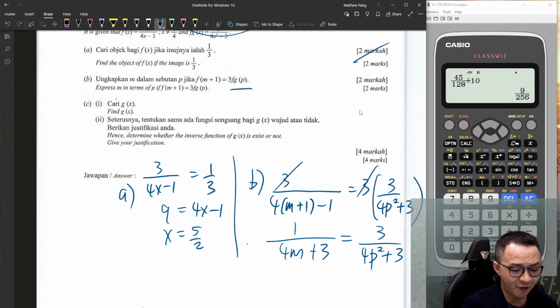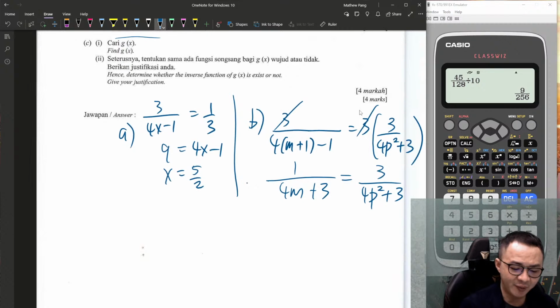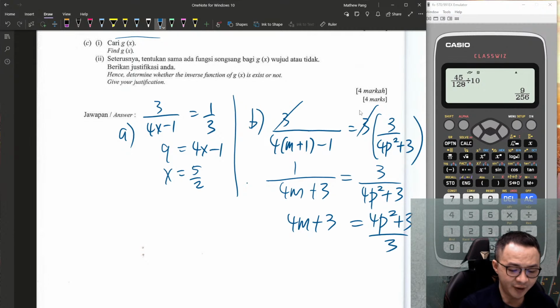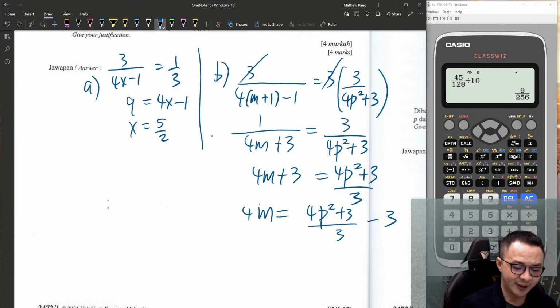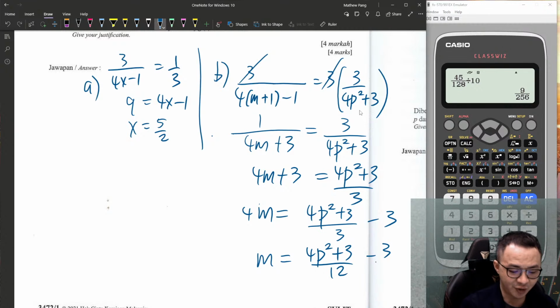M in terms of p, make m the subject, right? Flip over the fraction. So this is 4p squared plus 3 over 3. Then make m the subject. So m equals to, now my 1 by 1, 4p squared plus 3 over 3 minus 3. Then m will be divide 4. So 4p squared plus 3 over 12 minus 3 over 4.